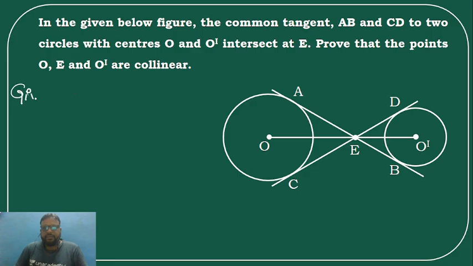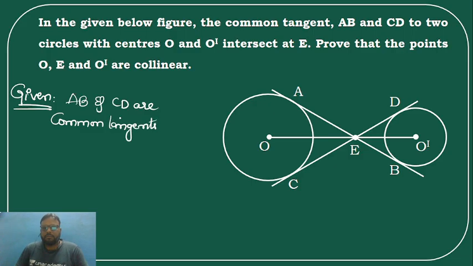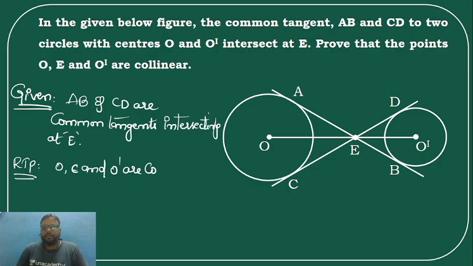First let us write the given condition. Given: AB and CD are common tangents intersecting each other at E. Now RTP. What I have to prove? I have to show that O, E and O dash are collinear. Now this is what we have to prove.